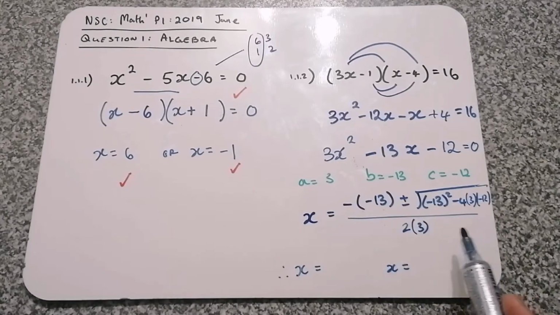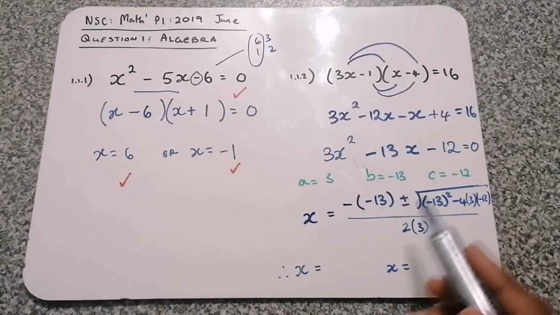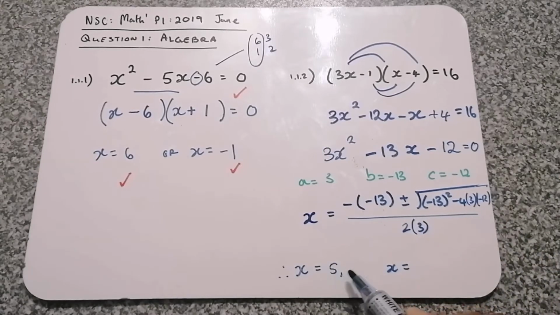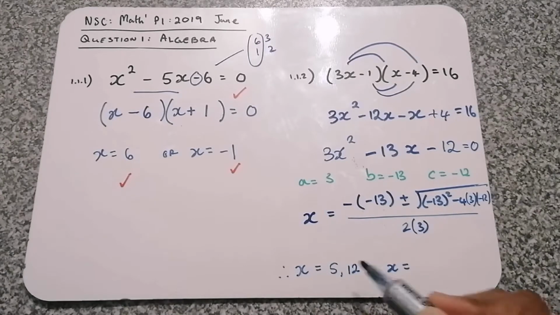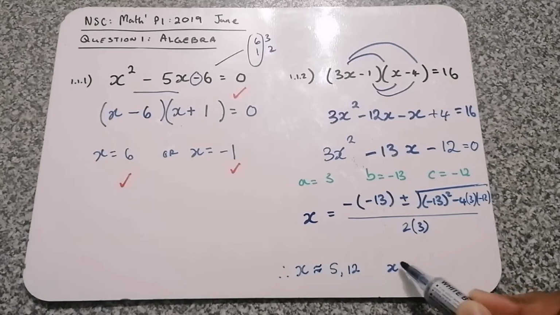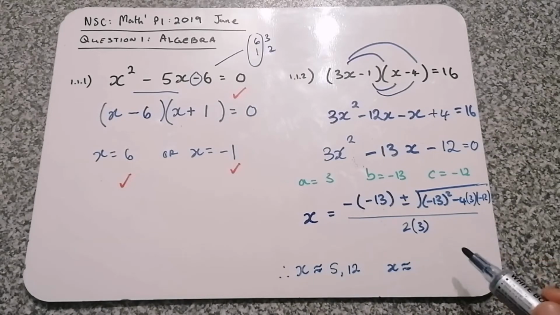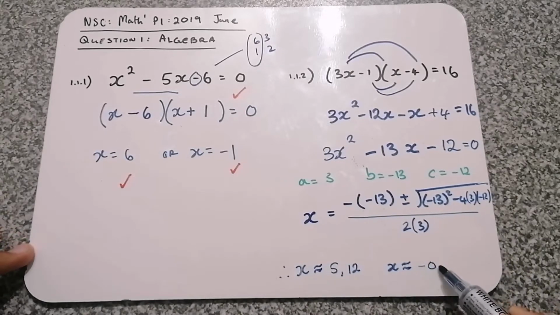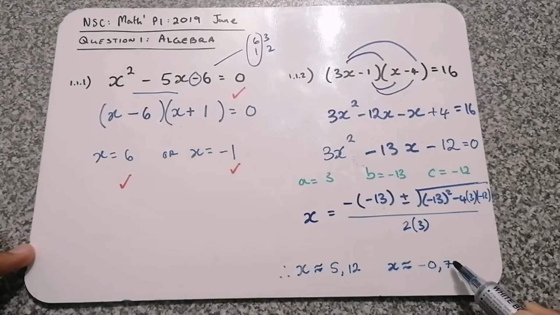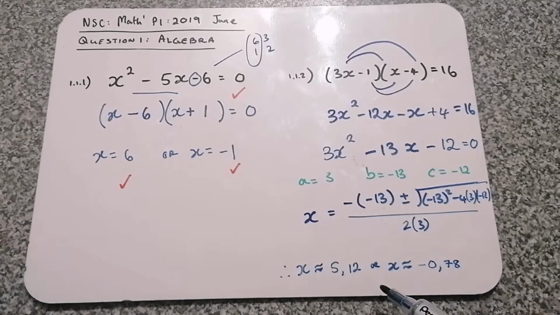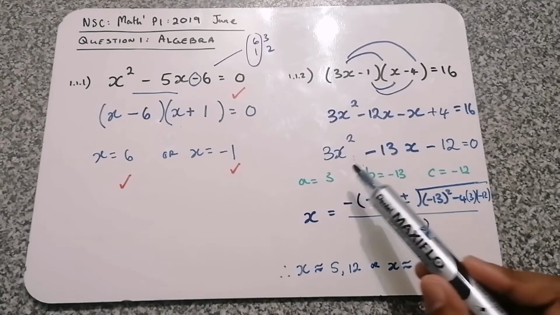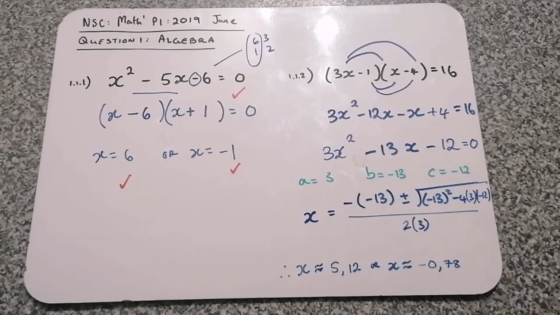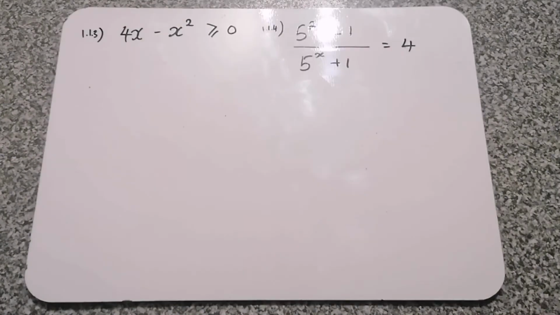So there's my substitution. Now the answer for the plus is 5.11, or actually 5.12 if you're rounding up, so I'll just indicate approximately. And then for the minus, it's negative 0.78 approximately. So these are our answers coming from this quadratic formula once we substitute the values a, b, and c. Okay, moving on to the third question.